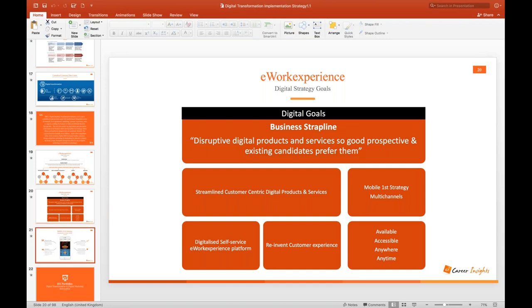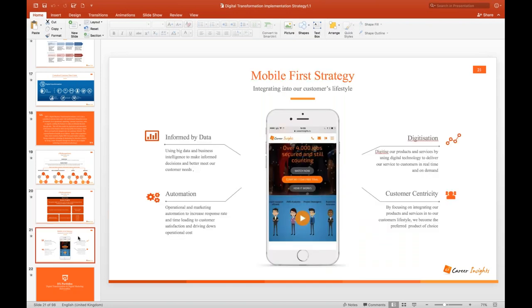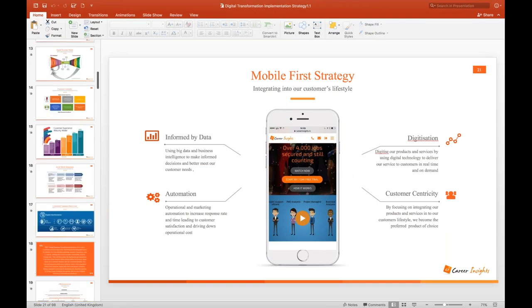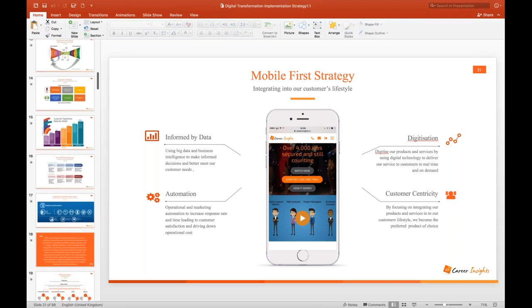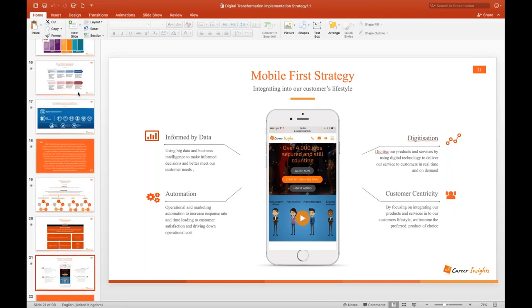So what was our first strategy? Mobile-first strategy. Being informed by data, automating, digitizing, and customer centricity. Now, what you need to understand is this. This is the job. You see, the creation of all this strategy is the job of the digital solutions architect and the digital business analyst from the business side. I'll repeat this again. The job of the person who creates this strategy is the digital solutions architect and the job of the digital business analyst from the business side.